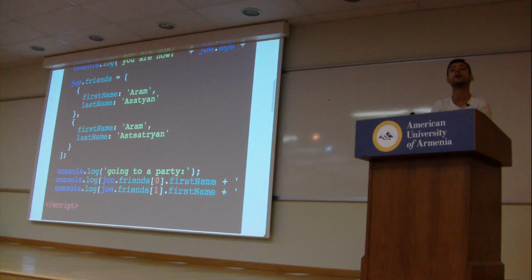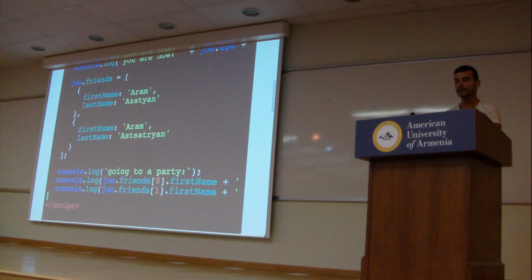Yes. Can you add pairs inside an object? What do you mean by that? I mean, there is a friend, and I want to add his age. Of course. So let's add an age to the second friend. How do I do that? Tell me. Joe.friends.age, like this. What does Joe.friends return?